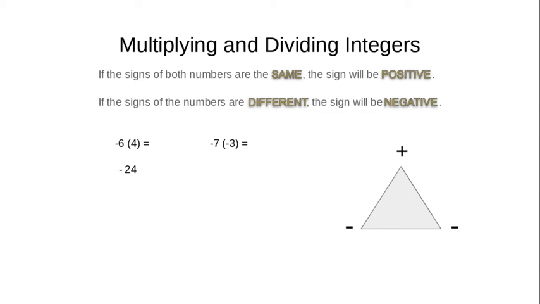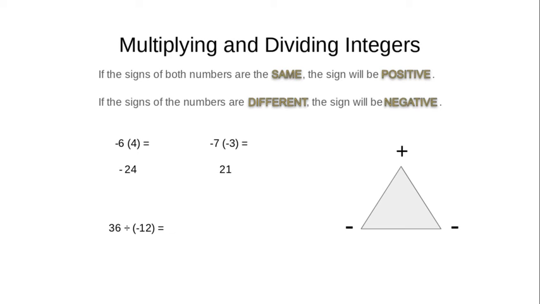Now, if I'm multiplying -7 times -3, I'm going to multiply like normal and ignore the signs. So 7 times 3 equals 21. And now to determine the sign, I'm going to look at my original numbers. Well, both of these numbers have the same sign. They are both negative, so I know my answer should be positive. And if I check that with my triangle, I will cover up a negative sign for the -7 and a negative sign for the -3, and I'm left with a positive symbol.